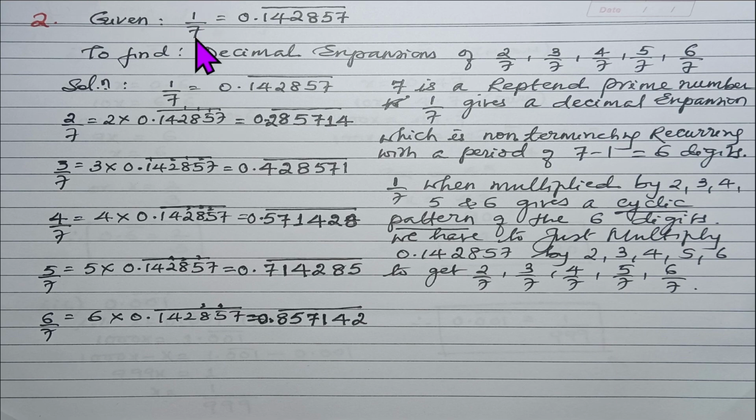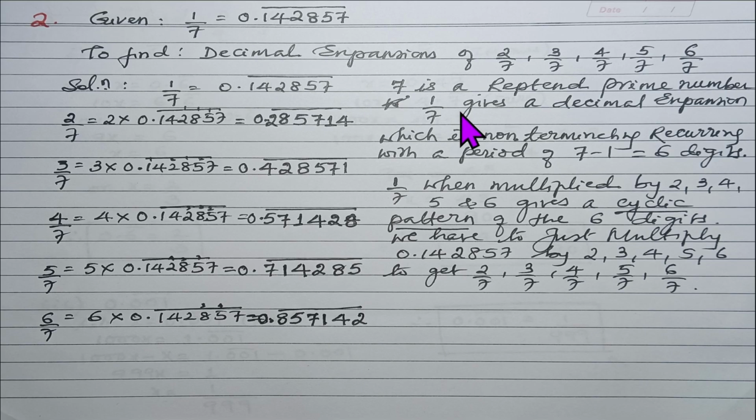1 by 7, we are given 1 by 7 is equal to 0.142857. That means it is a non-terminating recurring decimal expansion with a period of 6, that is 7 minus 1 is 6. And we have to find out the decimal expansions of 2 by 7, 3 by 7, 4 by 7, 5 by 7, 6 by 7 without actually carrying out the long division.